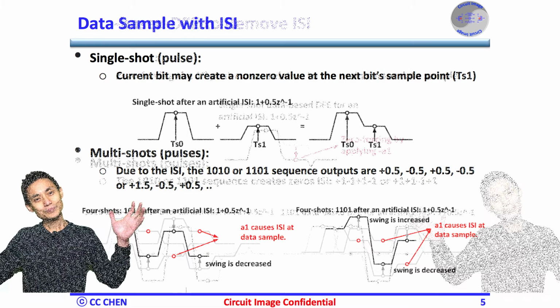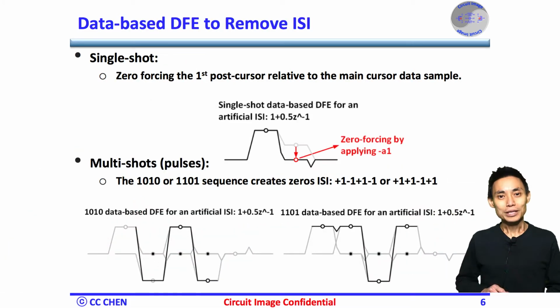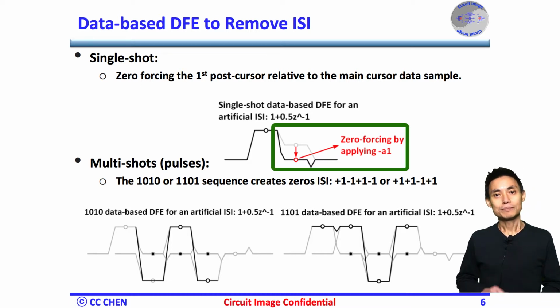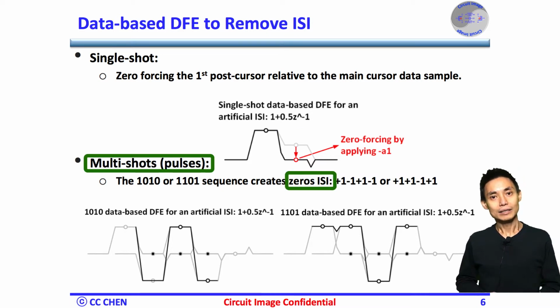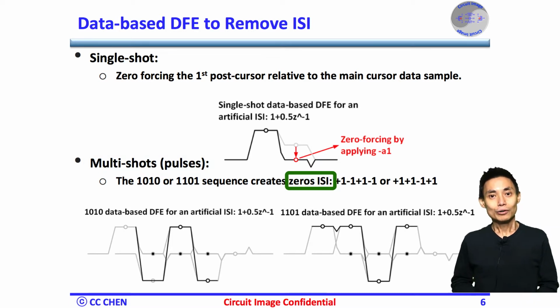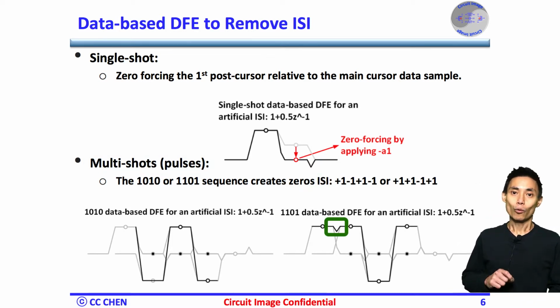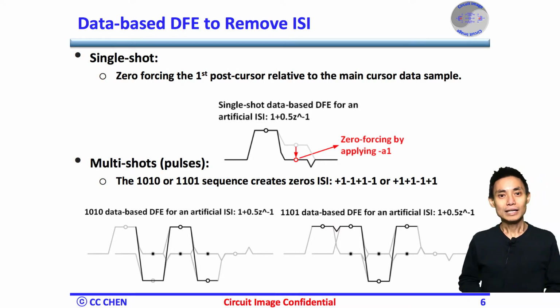What can we do? Yes, we need to equalize the swing of the data sample. The goal is to remove the problematic first post cursor completely by zero forcing, presumably in the single shot example. Once this is done, the multi-shot bit stream may get ISI free completely at the data sample again, even though there might be some glitch in the long run. The data sample would be the same as the bit stream fed through a lossless channel.